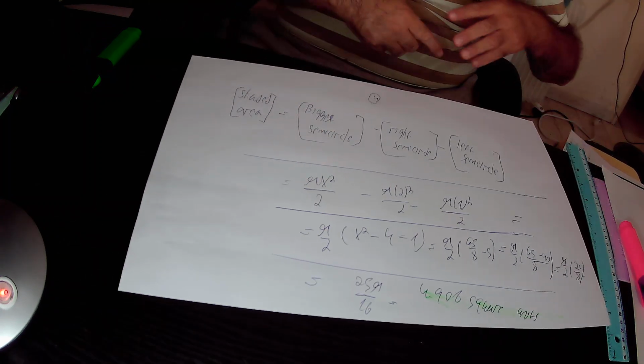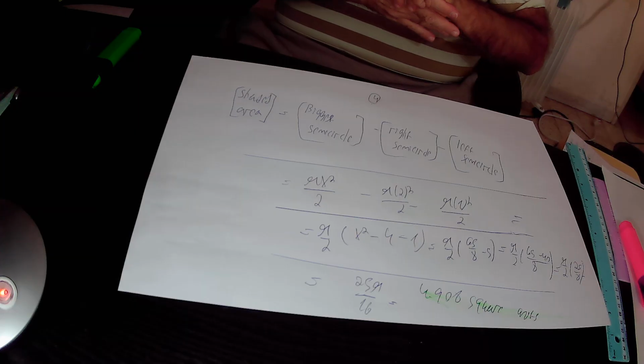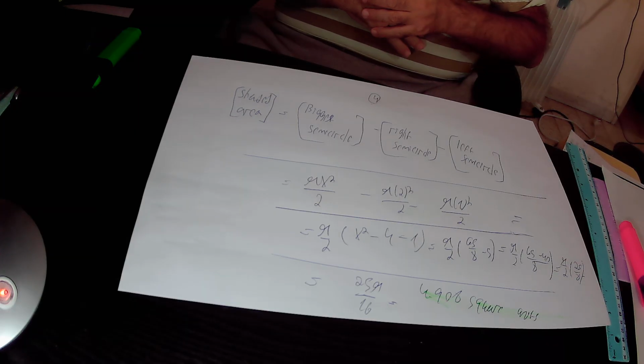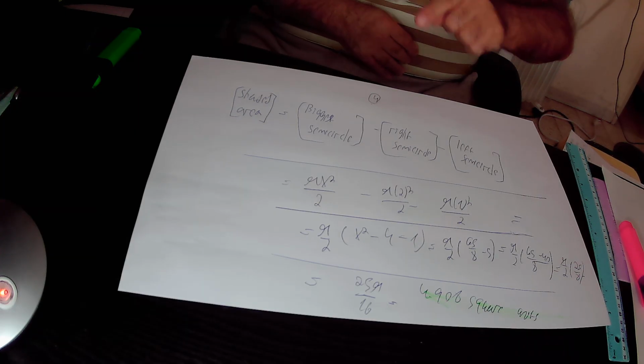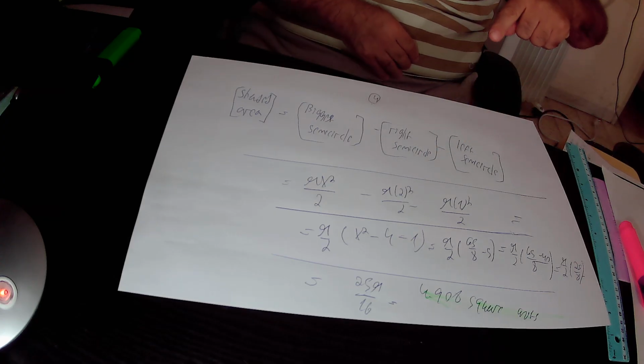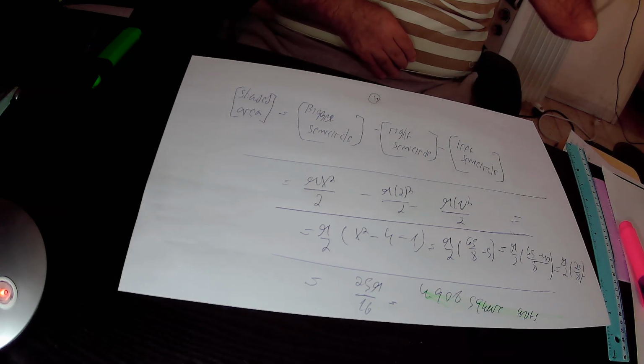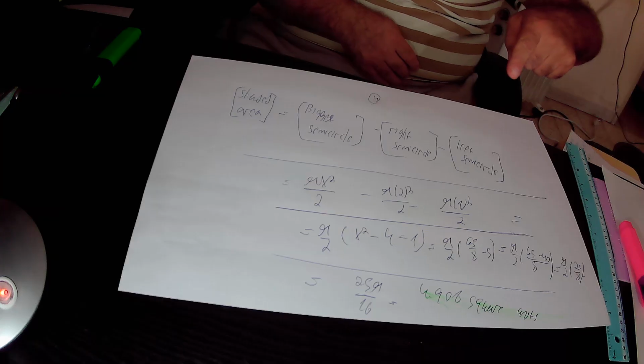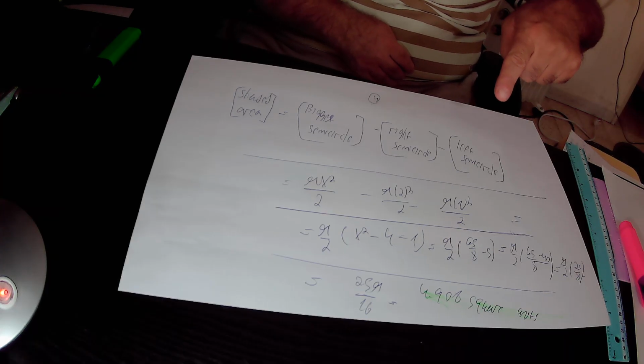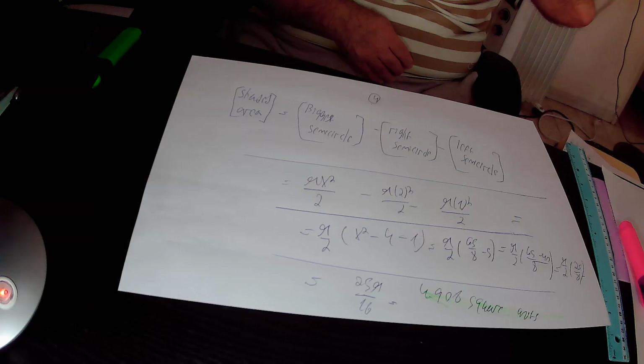Minus the area of the right semicircle, the radius of the right semicircle is 2, therefore the area of the right semicircle must be equal to pi 2 squared over 2. Minus the area of the left semicircle, the radius of the left semicircle is 1, therefore the area of the left semicircle must be equal to pi 1 squared over 2.